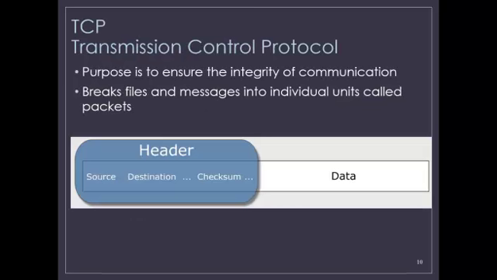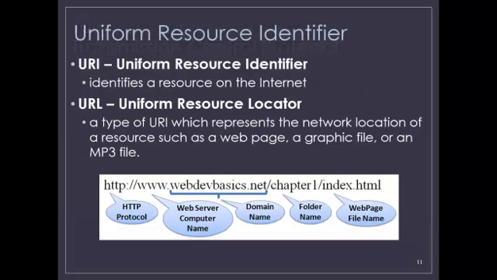So when you're using TCP, or Transmission Control Protocol, the purpose is to ensure the integrity of communication. This will break your files and messages into individual units called packets. And as you can see in the graphic here, all packets are sourced with a header, and then the data comes after that. The header will have the source, the destination, and a checksum for accuracy contained in it before it transmits that data.